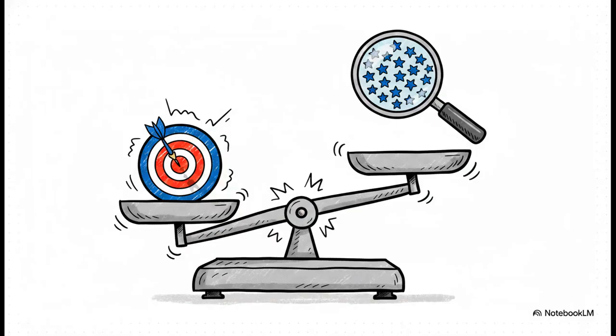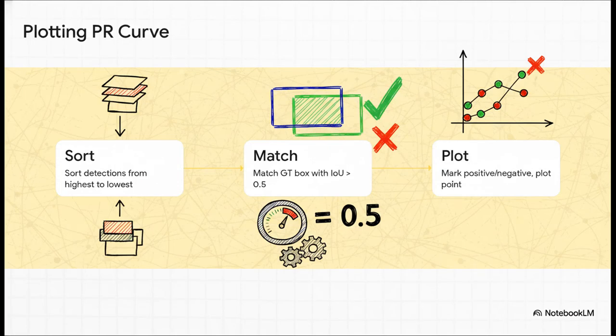To really understand that curve, we have to contrast precision against recall. So precision asks, of all the times the AI predicted a dog, how many were actually correct? It essentially measures the penalty for false alarms. Recall, on the other hand, asks, out of all the actual real dogs in the photo, how many did the AI successfully find? You see, an AI has to perfectly balance being right, that's precision, with being thorough, which is recall.